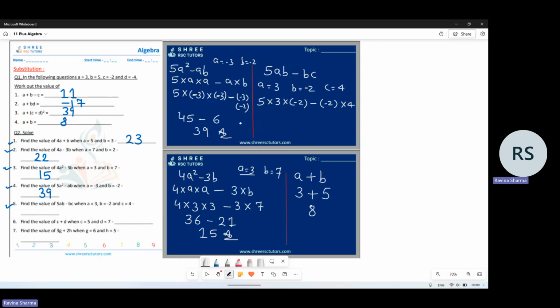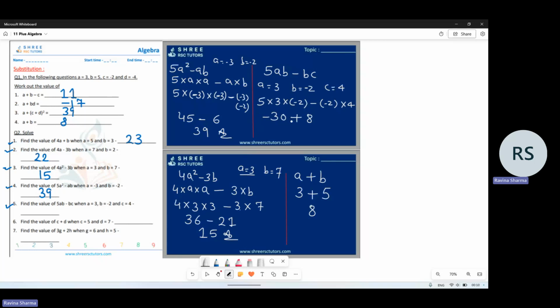Now how can we simplify this? First we can multiply all the numbers. 5 times 3 is 15. 15 times 2 is going to be 30. So we'll write here 30. Here we can see this is positive, but this is negative. Since positive times negative is negative, we are going to put the negative sign here. Now, this is negative, this is negative. So negative, negative becomes positive, and 2 times 4 is going to be 8.